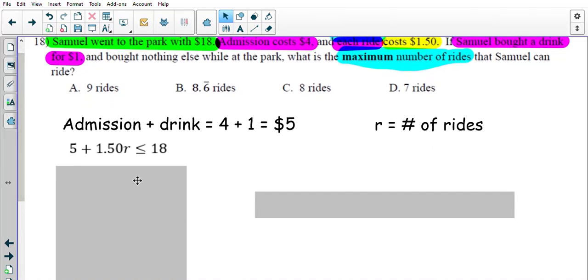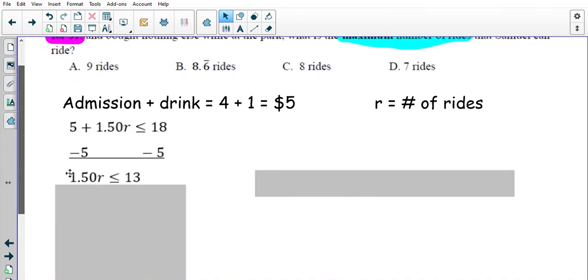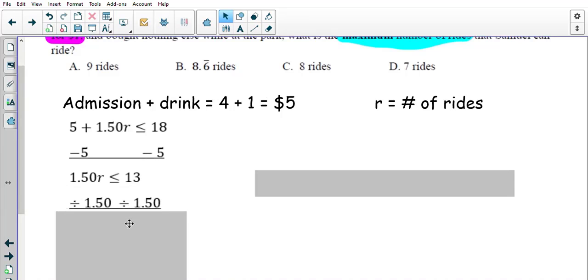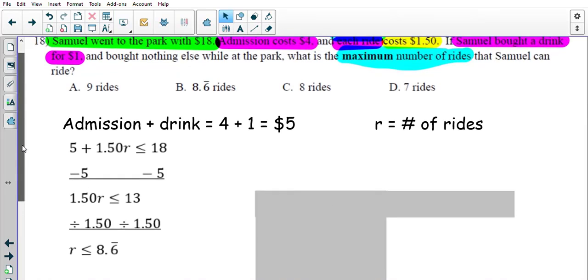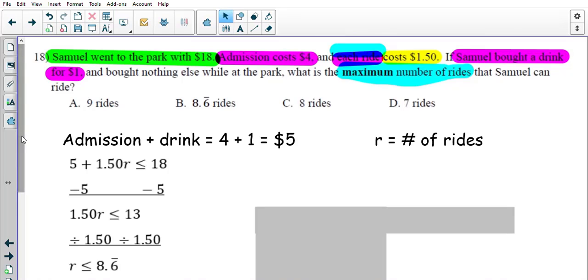Let's solve this. We'll subtract 5 from both sides, and we get $1.50 R is less than or equal to 13. We'll go ahead and divide both sides by $1.50, and that's going to get you 8.6 repeating. Now, your calculator might show 8.6666666, a bunch of sixes, followed by a 7. There's not really a 7 there. Your calculator just has to terminate or end that decimal at some point, so it's going to round that last digit up to a 7.